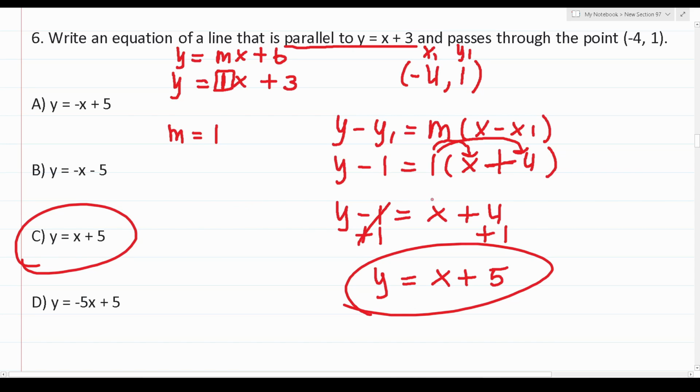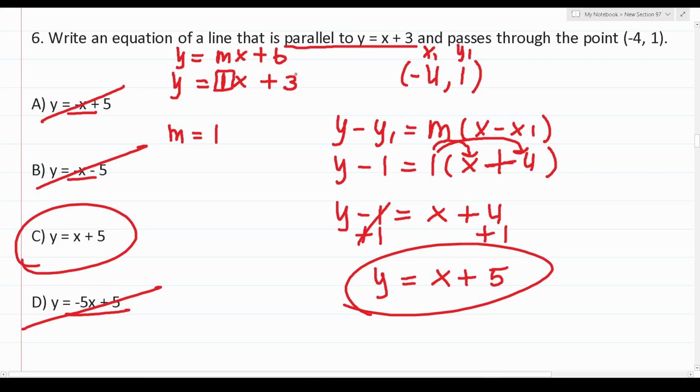All right, you could have solved this one much quicker. Again, if you knew that parallel lines have the same slope, you'd have known that the slope of this line is 1. And if you look through all of our answer choices, you can see the slope here is -1, so that's not correct. The slope here is -1, so that's not correct. And the slope here is -5, so that's not correct.